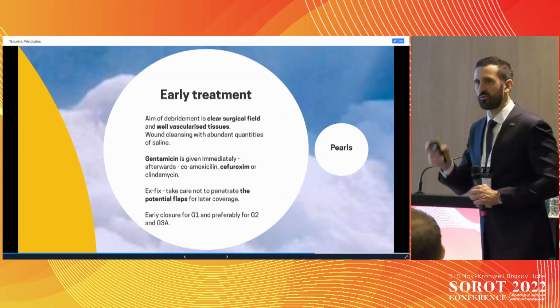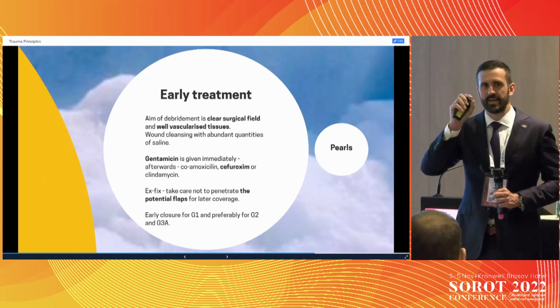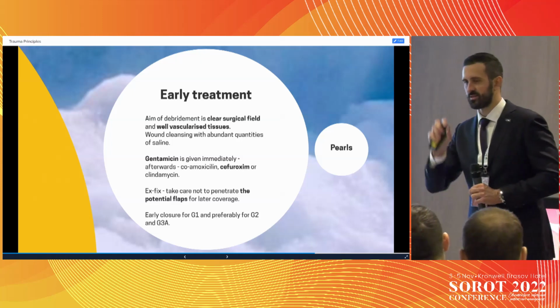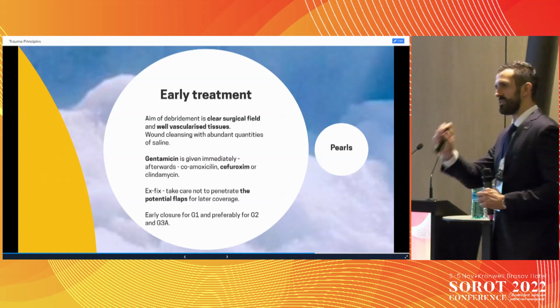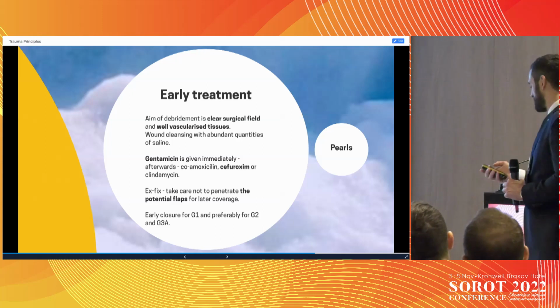Now, if you have Gustilo-Anderson 1 with a skin wound of less than 1 centimeter, it's not a contraindication to put in the plate and screws. So for the small open fracture, the literature shows there is no difference between intramedullary nailing and plate and screws.